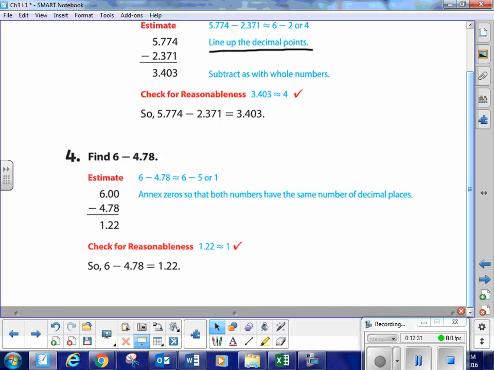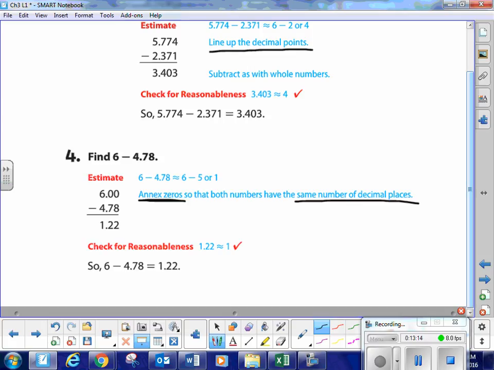First, if you notice something, that when they put the 6, they line it up with the 4 because the whole numbers are lined up properly. There is no decimal in 6, but they give 6 a decimal. If there's no decimal behind a whole number, it is assumed to be at the far right of the whole number. Okay? So they annex zeros. Annex zeros means that they add zeros onto it so that it has the same number of decimal places. Okay? So after doing the subtraction, they find out that 6 minus 4.78 is equal to 1.22. They check that 1.22 is about 1, and that is reasonable for our answer.